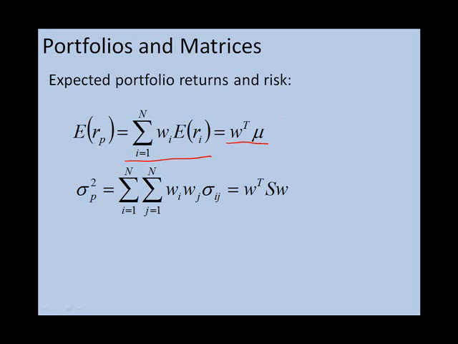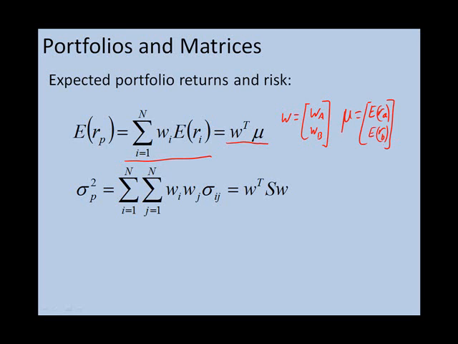And here, W would be equal to a column vector with WA, WB, if we're thinking about the two-asset case. And mu would also be equal to a column vector, and we'd have the expected returns for asset A and the expected returns for asset B.